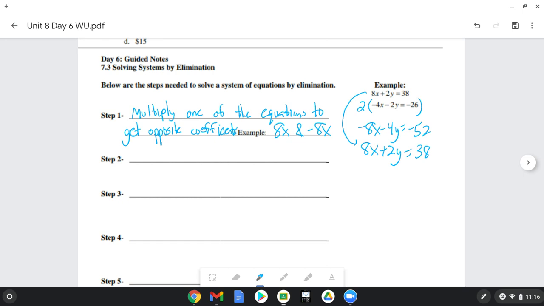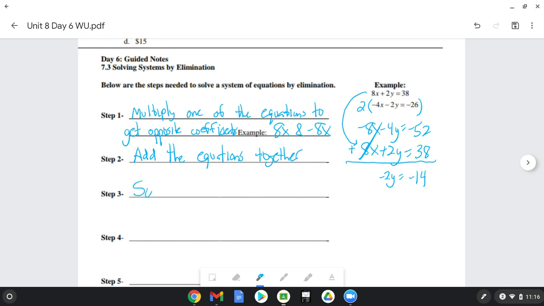Step 2 would be to add the equations together. That will always cancel one of the coefficients. If you did the step 1 correct, it should cancel whichever one you made opposite. So if we add these two together, we should cancel out the 8's. Negative 4 plus 2 would give me negative 2y. And negative 52 plus 38 would give me negative 14.